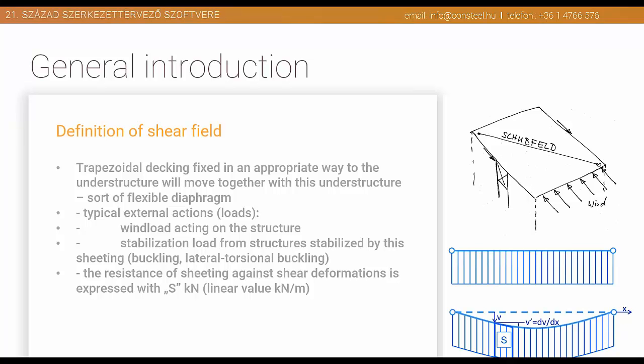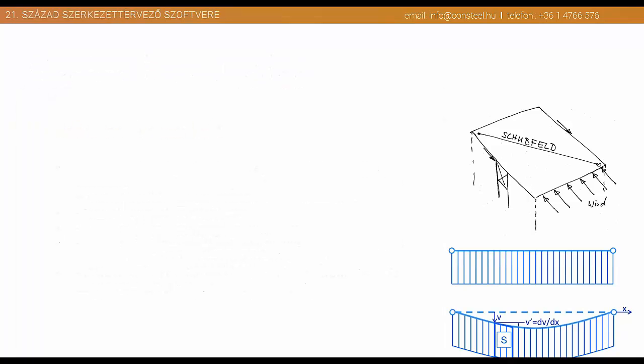This is actually the most commonly used application of the trapezoid sheeting, and this is also included in Eurocode 3. I will show where. So with the help of the existing roof sheeting, we can provide stabilization help to the underlying structures when they would lose stability, mainly lateral torsion and buckling. The expression of the resistance of the sheeting against shear deformation is expressed with an S value, which has a kilonewton value.